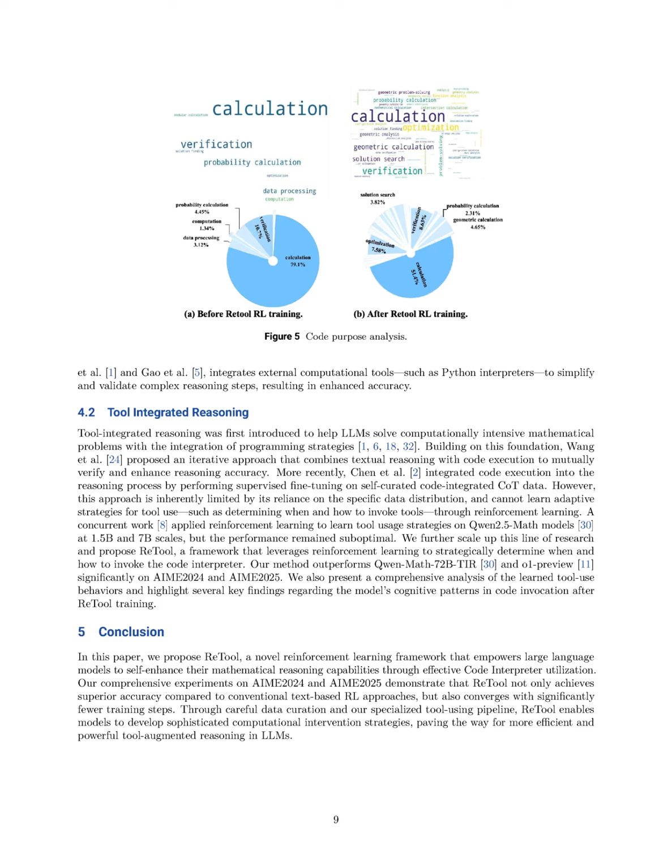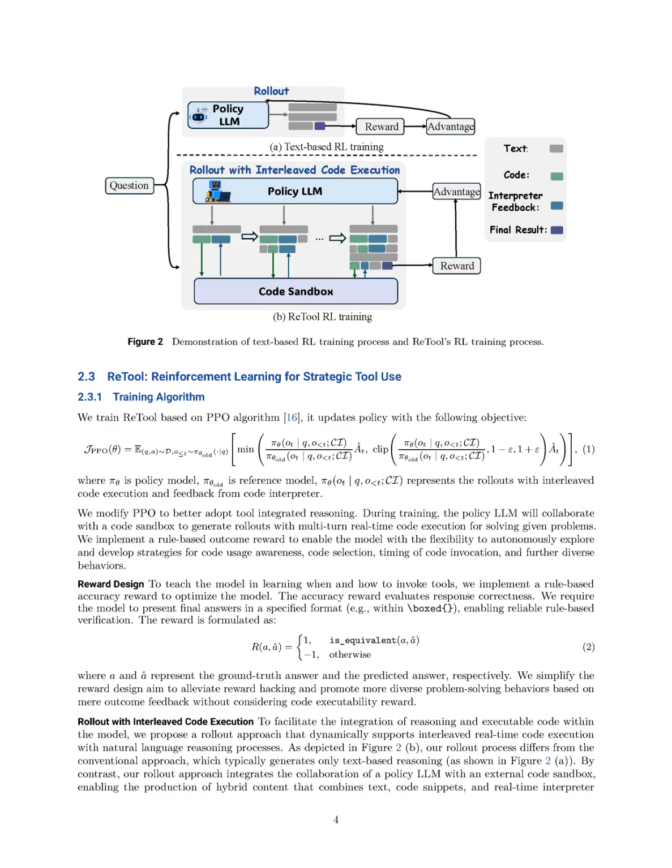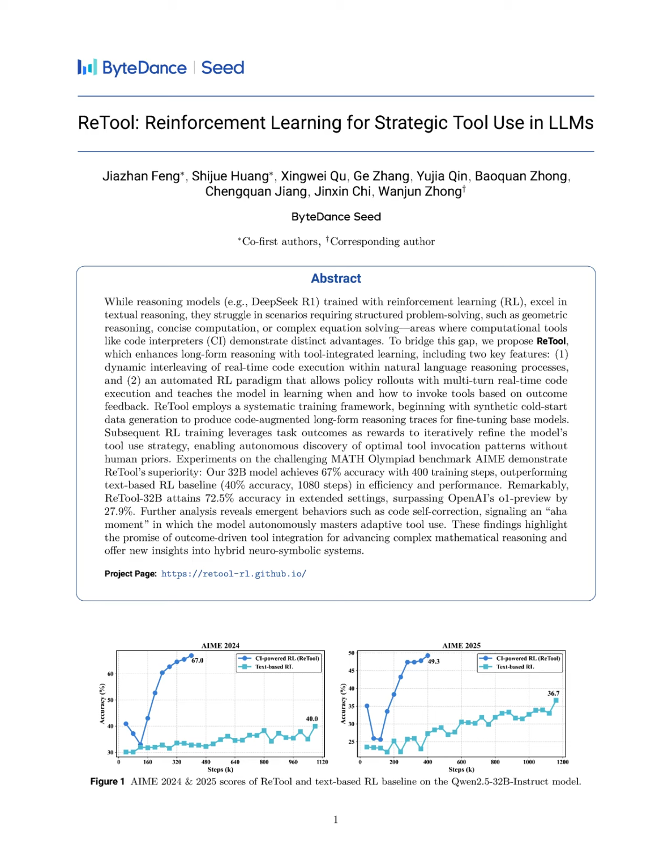The ReTool framework integrates code execution into the reasoning process through a structured rollout approach that combines natural language reasoning with real-time code execution. For example, when faced with a mathematical problem, the model first generates a text-based reasoning step until it encounters a point where a code execution is necessary, indicated by a code termination trigger, e.g., </code>. At this point, the generated code snippet is sent to a code sandbox for execution.